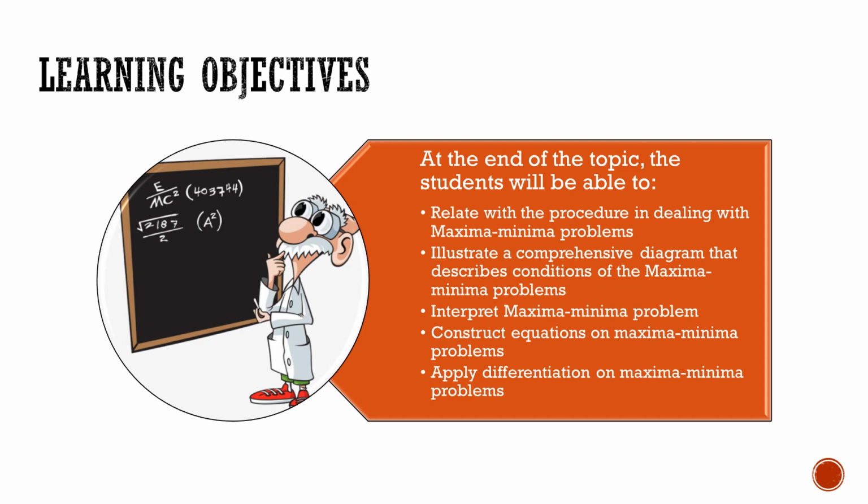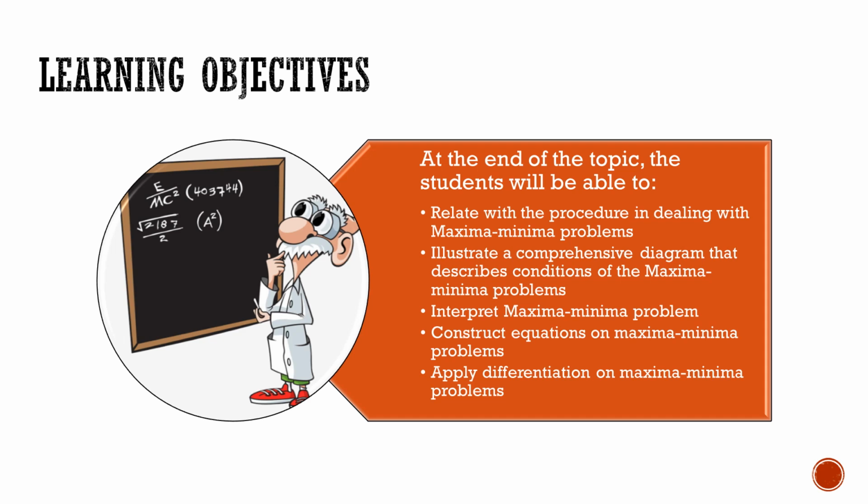unang-una dapat makarelate tayo with the procedure in dealing with the maxima minima problems. So, not only the procedure itself, but also the key principle. And then secondly, illustrate a comprehensive diagram that describes conditions on the problems. Of course, we need to illustrate that and label so that we can figure out what will be the key variables and the key equations that we need to formulate. Okay? And then interpret maxima minima problem. So, hindi lang tayo magaling mag-solve, dapat magaling din tayo mag-interpret.